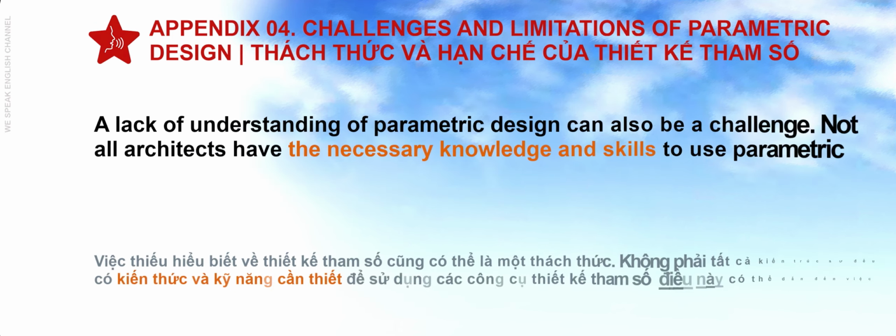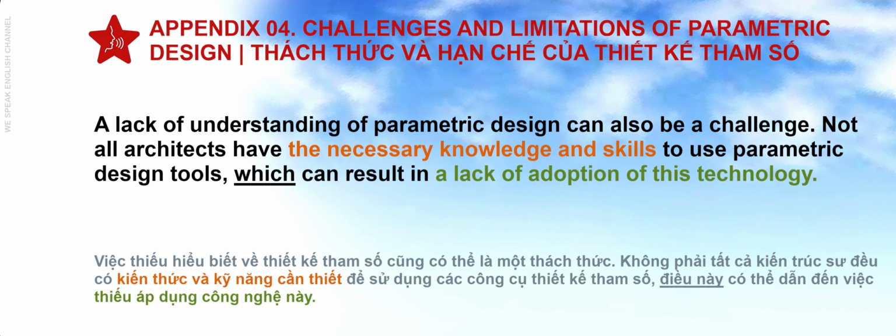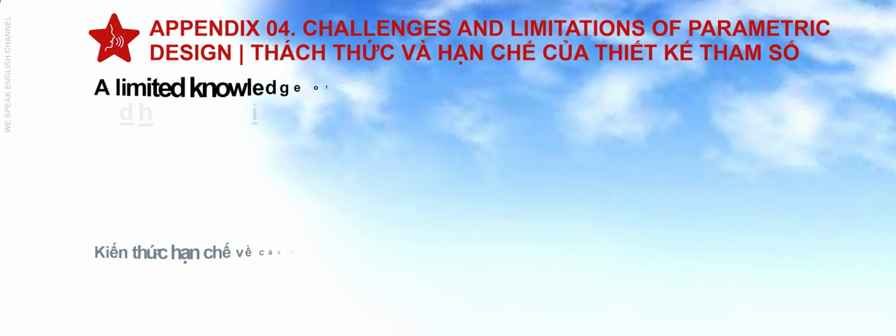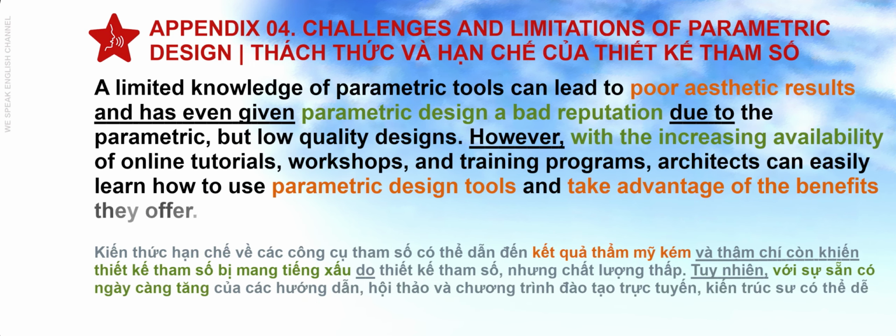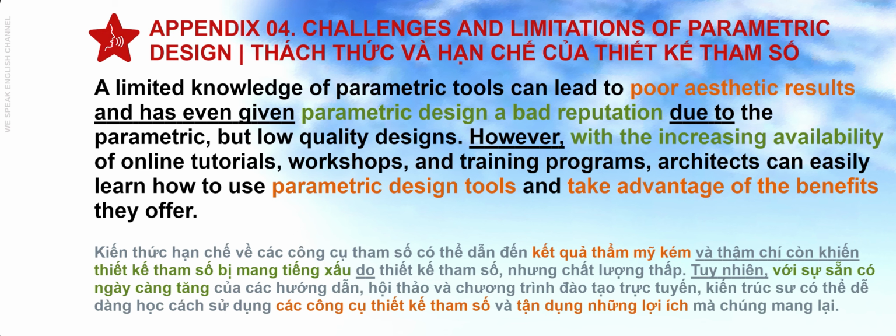A lack of understanding of parametric design can also be a challenge. Not all architects have the necessary knowledge and skills to use parametric design tools, which can result in a lack of adoption of this technology. A limited knowledge of parametric tools can lead to poor aesthetic results and has even given parametric design a bad reputation due to parametric, but low-quality designs. However, with the increasing availability of online tutorials, workshops, and training programs, architects can easily learn how to use parametric design tools and take advantage of the benefits they offer.